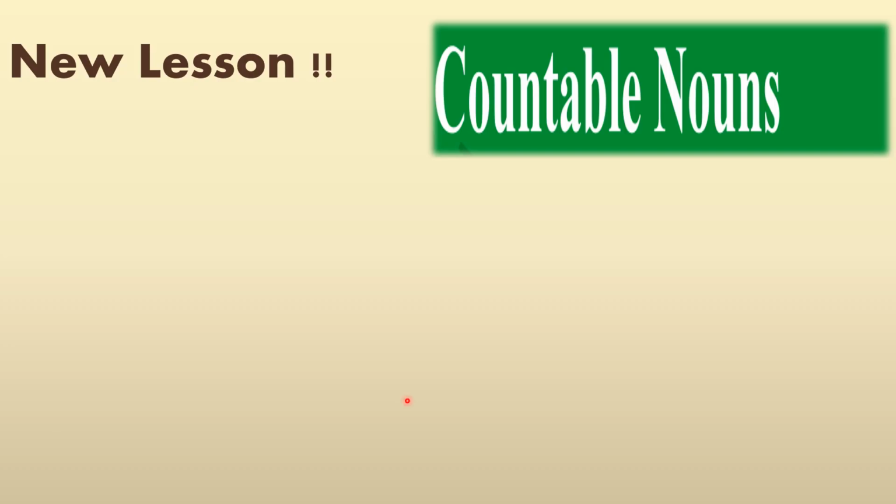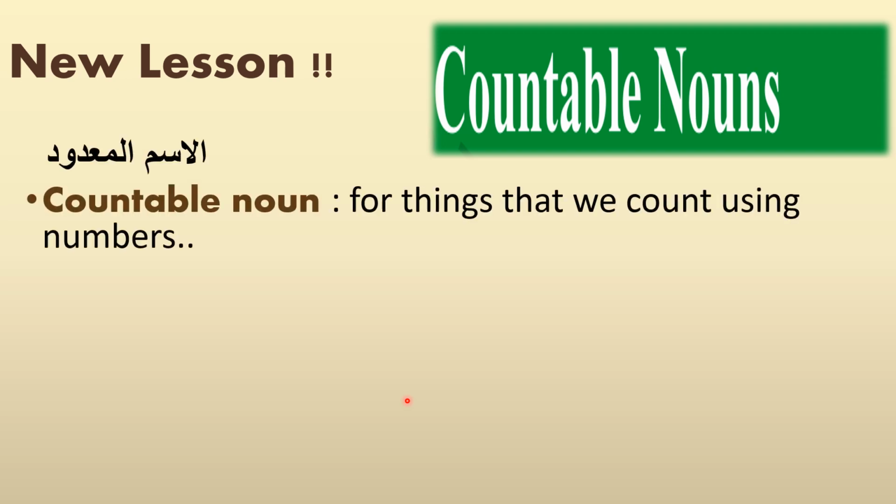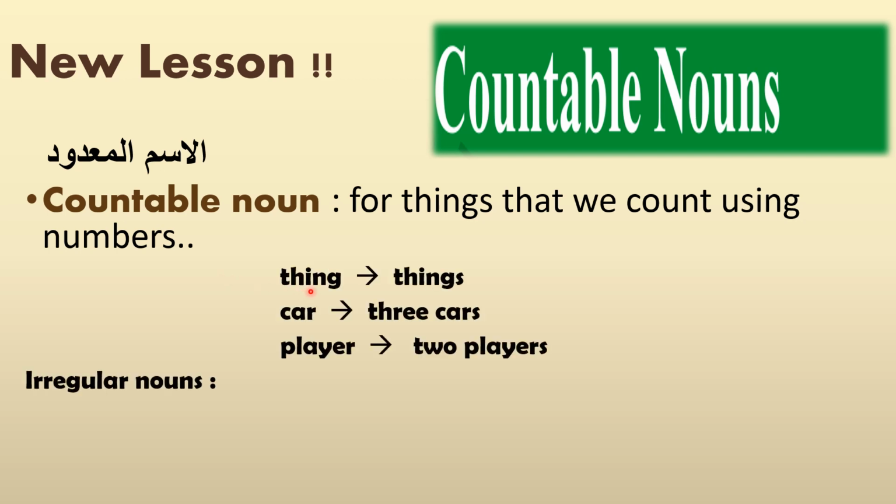Let's start our lesson with countable nouns. Countable nouns هي مثل الأسماء المعدودة. What do we mean about countable nouns? Yes, things that we count using numbers. We can count these nouns, like thing, things. In countable nouns, we can use the noun in singular form and plural form. يعني thing, things. We can make this noun plural. We can say 2 things, 4 things, 3 things, and so on.